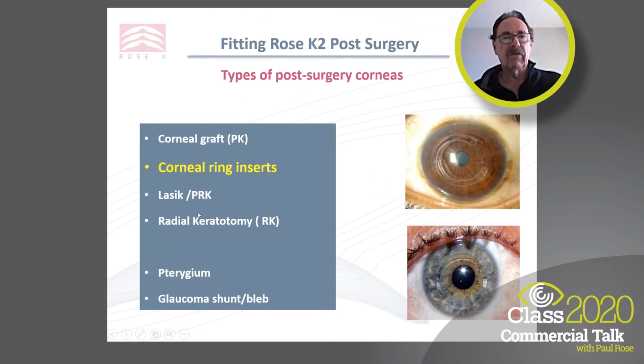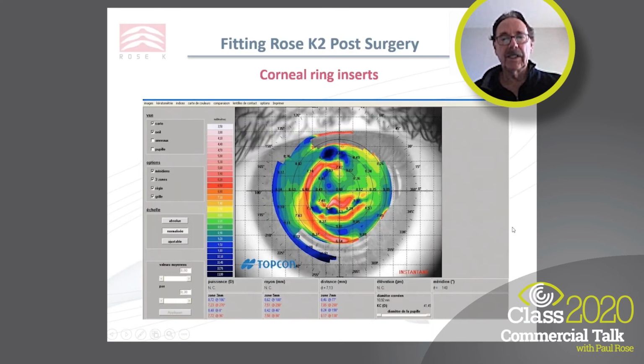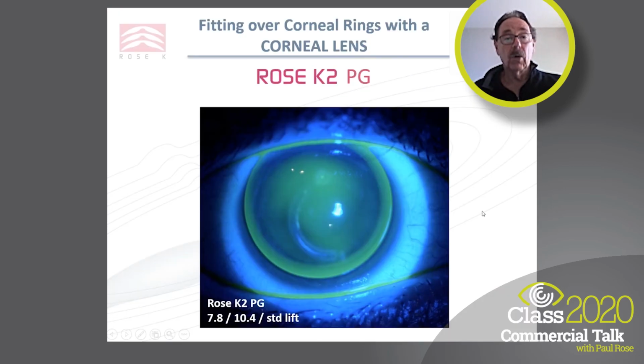So let's now move away from corneal grafts and touch on corneal ring inserts. Not a lot of these have been done in New Zealand, but I know in some countries like Spain, there were many fitted. And this is a map which typically shows the highest point of the cornea is over the insert, directly over the insert. So here is a corneal lens fitted, a Rose K post-graft lens fitted on an insert. The patient got excellent vision, a very good result.